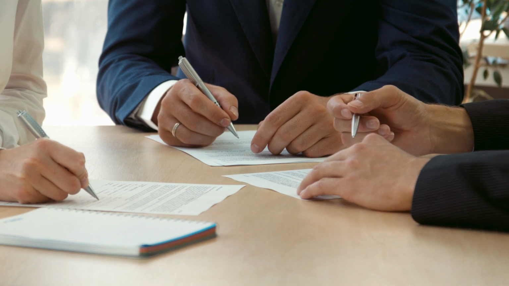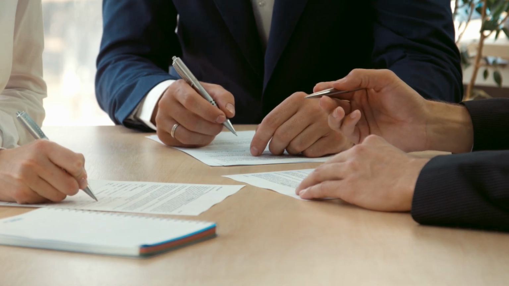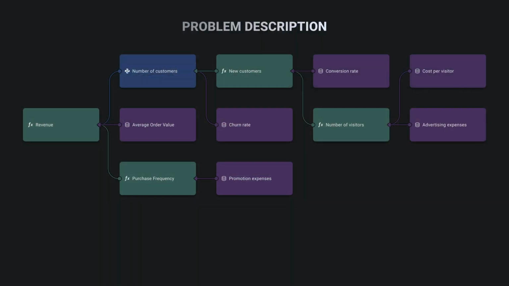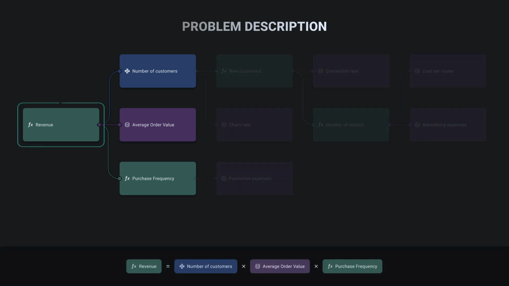Consider the case of an e-commerce company that operates in the online retail space. The business value chain is presented on the screen as a mind map. The company's revenue is influenced by several key factors, including the number of customers, average order value, and purchase frequency.